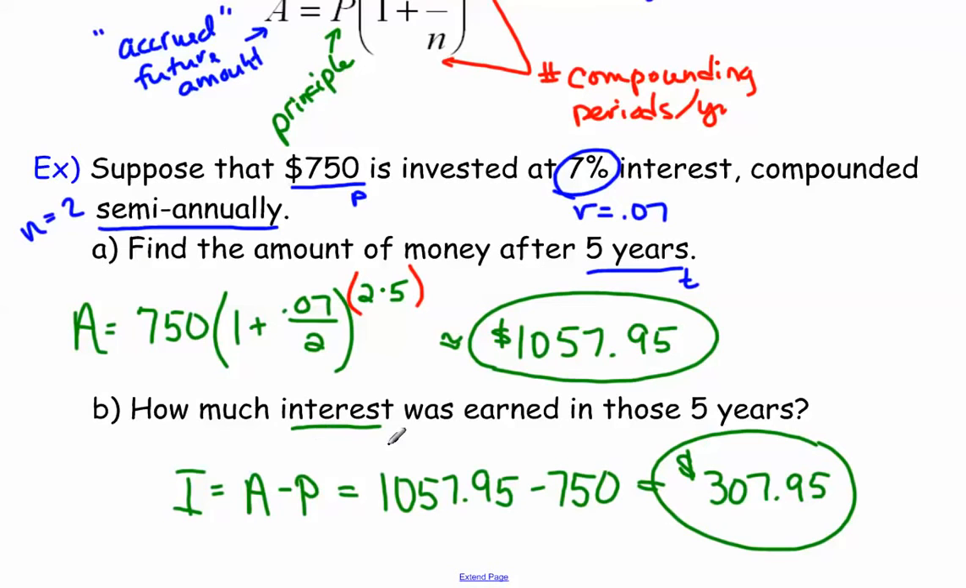If I want to know how much interest that was in those 5 years, well, this is the future amount, and 750 is the principal that we started with. So my interest is going to be the future accrued amount minus my original principal, 307.95.